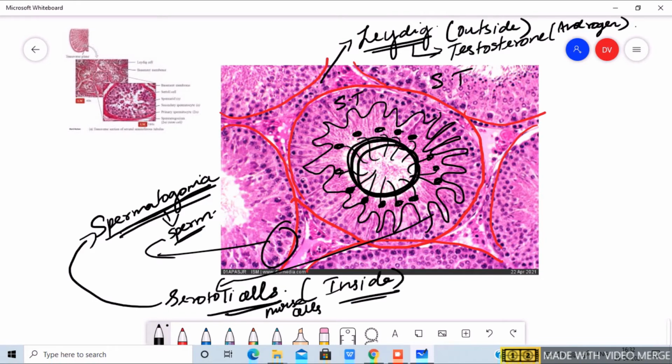Alright, then they will leave the seminiferous tubule, and where will they go? They will go to the rete testis, vas efferentia. They will be stored in the epididymis, and through the vas deferens they reach the ejaculatory duct. Right? So this you have to know. Very important thing, alright, guys.